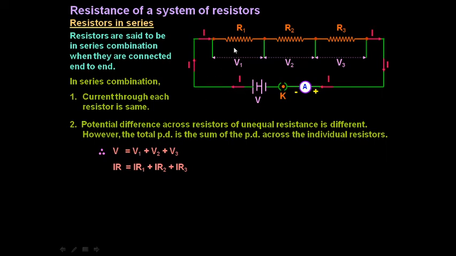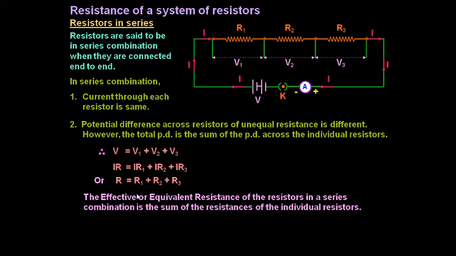Similarly, using Ohm's law for resistances R1, R2, R3, we can write V1 is IR1, V2 is IR2 and V3 is IR3. I is common on both sides and cancels out, so we get the formula R is equal to R1 plus R2 plus R3. Similarly, if any number of resistors are connected in series, the total resistance is the algebraic sum of the resistances of the individual resistors. So memorize this formula for numericals also. The total resistance is equal to the algebraic sum of individual resistors when resistances are connected in series.